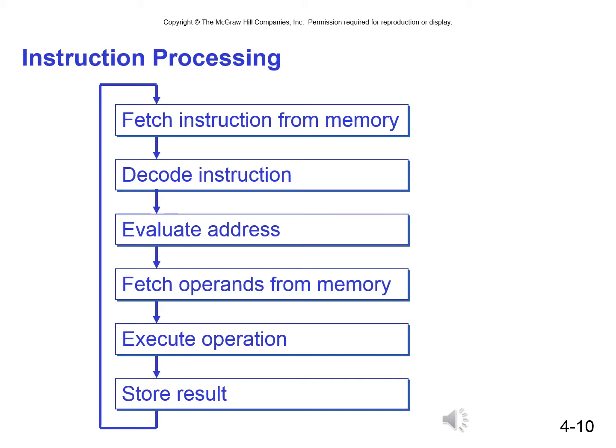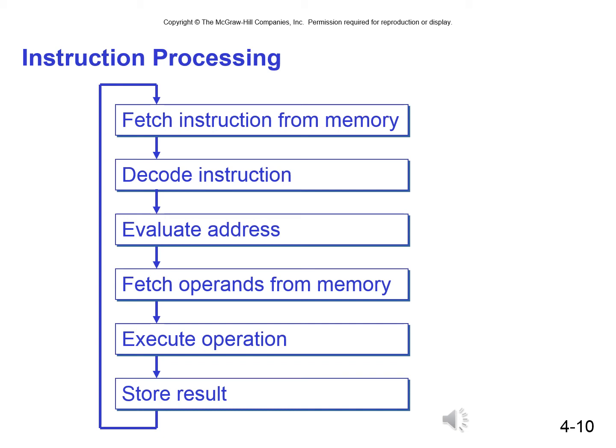Here are all the possible steps in the instruction processing cycle. There are some instructions that don't move data and don't need to evaluate addresses, and therefore don't have to execute that part of the instruction processing cycle. And we're going to dissect each one of these in great detail.